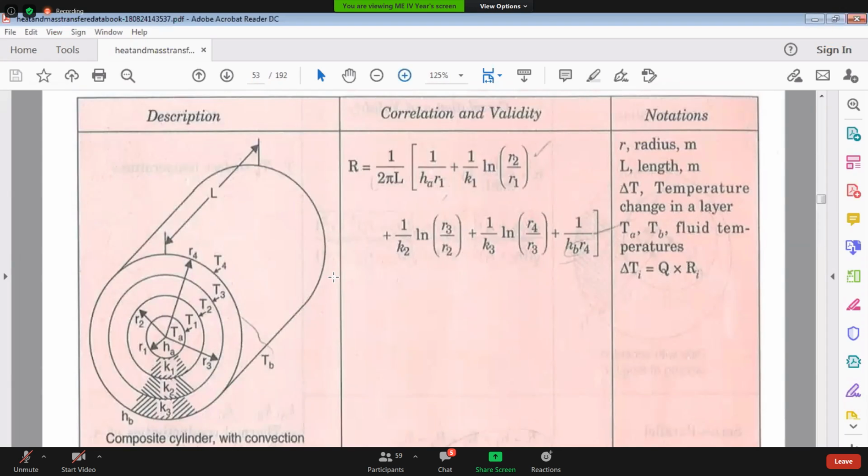Composite cylinder. See, with the effect of convection it is given directly. If you don't want convection, remove it. That's all. The resistance will be 1 by 2π L times Ln R2 by R1 K1 plus Ln R3 by R2 K2. Same thing we have discussed. How to derive the end equation, we cannot do in the data book. But the final end result we can cross check here. If the problem is given directly, we can use this equation, whatever is given or whatever is required. Based on that, we apply it.